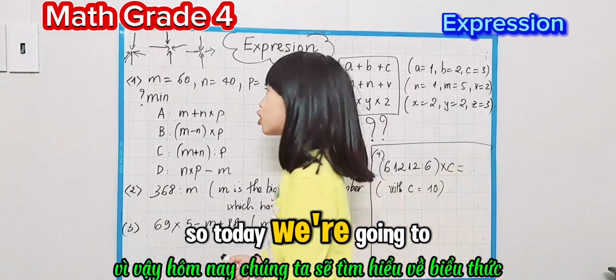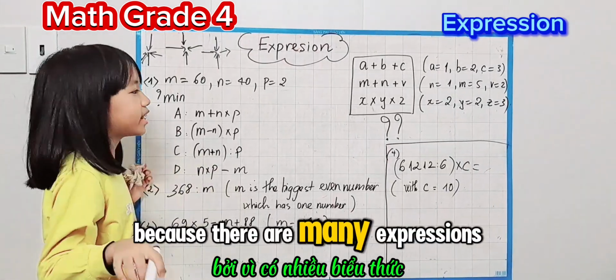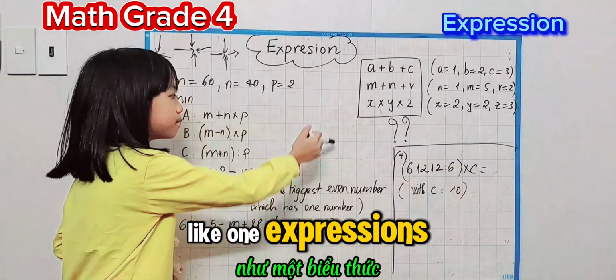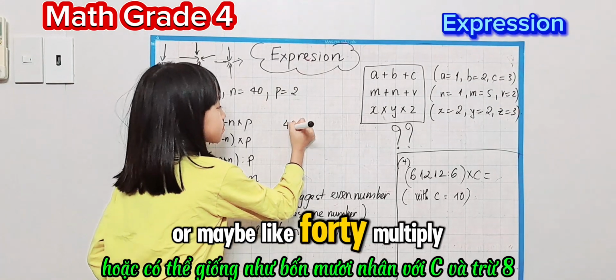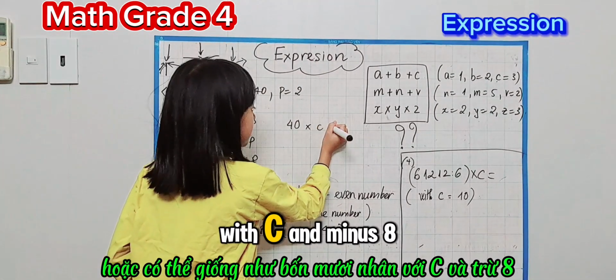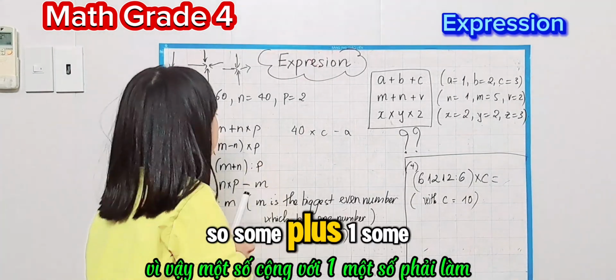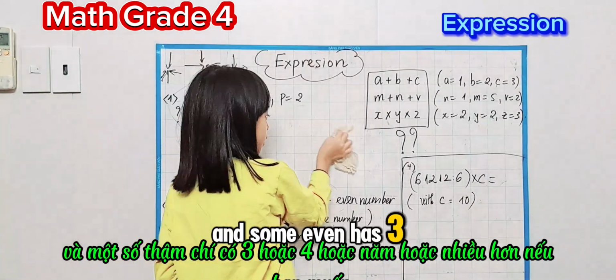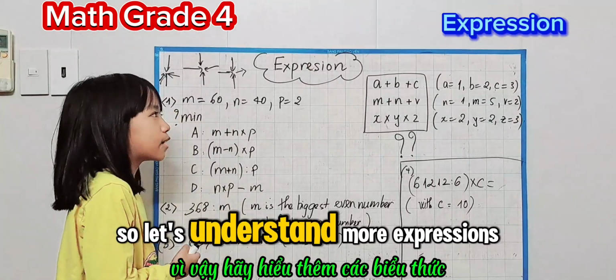So today we're going to learn about expressions. I'm going to write expressions, because there are many expressions: maybe one expression, maybe a whole bunch, or maybe like 40 multiplied with c and minus a, like that. So that's called expressions. Some have 1, some have 2, and some even have 3 or 4 or 5 or more if you want. So let's understand what expressions are.